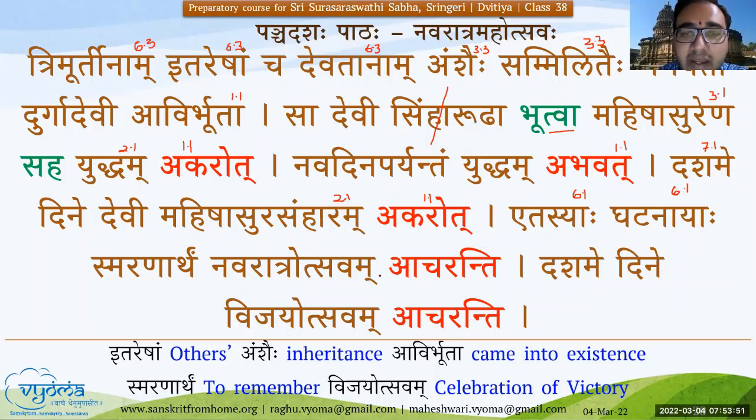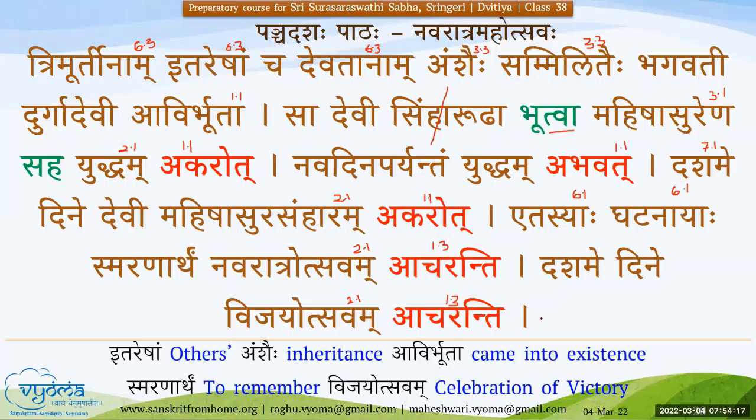Navaratrotsavam acharanti. People celebrate Navaratrotsava. So janaha Navaratrotsavam acharanti. This is Dvitiya Bhakti ekavachanam and this is Pratama Purusha Bahuvachanam. Dashame dine. Vijayotsavam acharanti. On the 10th day, again Saptami Ekavachanam. Vijayotsavam acharanti. So Dvitiya Bhakti Ekavachanam, acharanti Prathama Purusha. They celebrate the victory on the 10th day. Dashame Dine Vijayotsavam acharanti. This is the meaning of these sentences.